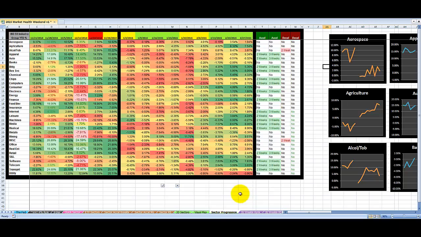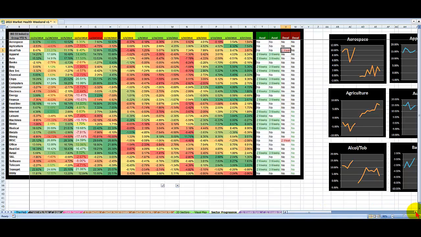I also like to take the sector progression information that I got from the 2 previous pages and just put them in a simple format, alphabetical. Here's the 33 sectors, and I just put the year-to-date change in a simple format where I can also monitor acceleration and deceleration in a different way, similar to all the other pages I've previously shown you.